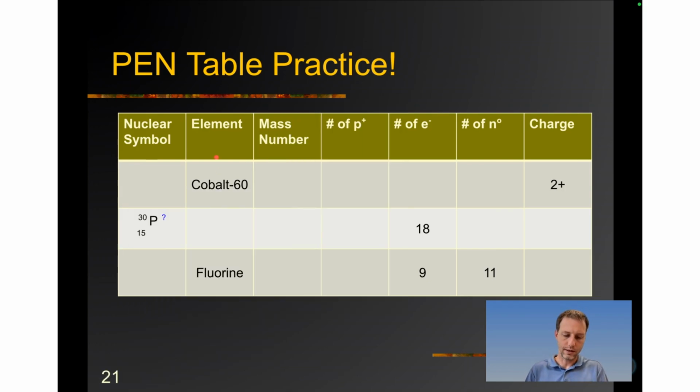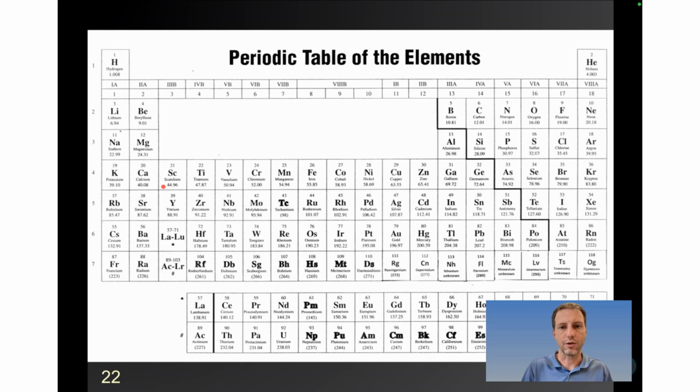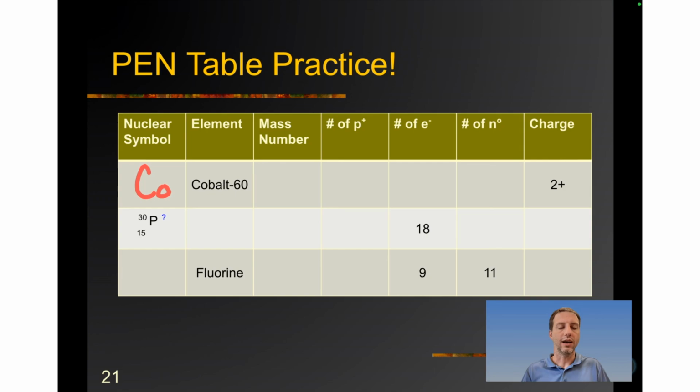Turn on our pen. So capital C, lowercase o. You've noticed that all the elements on the periodic table start with a capital letter. If there's any more, those are all lowercase. So every capital letter tells me I'm starting a new element. And we said it's number 27. That's my atomic number.